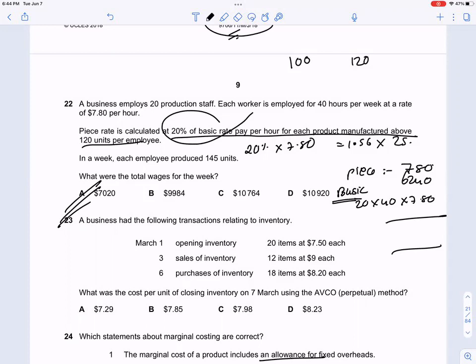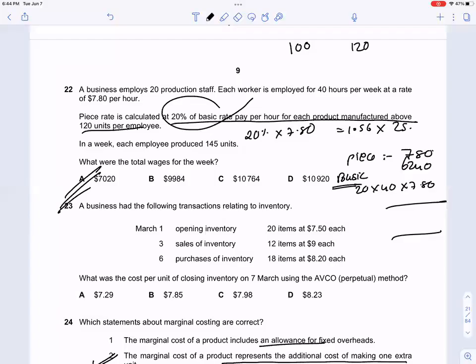That is, 20% of 7.8. For the piece rate, you will give them 20% of the basic pay, that is 20% of 7.8. You will give them 1.56 for extra units produced. There were 25 extra units produced, and each employee produced that, so into 20. So this is the piece rate, and this is the 31.2. Check, do it yourself. I'm waiting. 1.56 into 20.